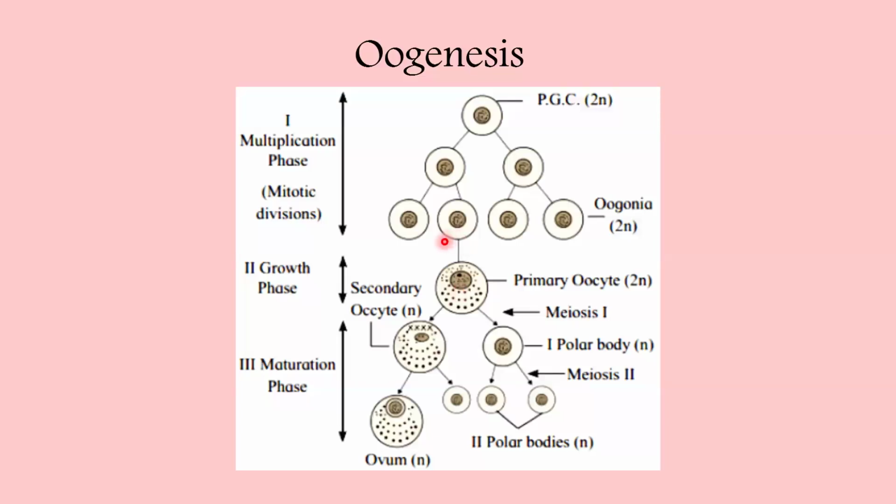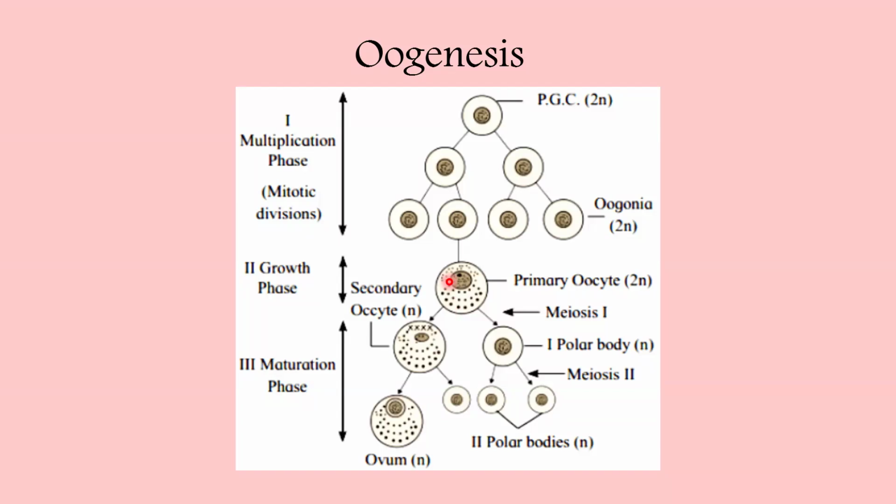Okay, the first meiotic division is called meiosis 1, and when they start the meiotic division, they're called the primary oocyte over here. This is the primary oocyte. However, they do not finish meiosis 1. They get arrested in a phase called prophase 1.